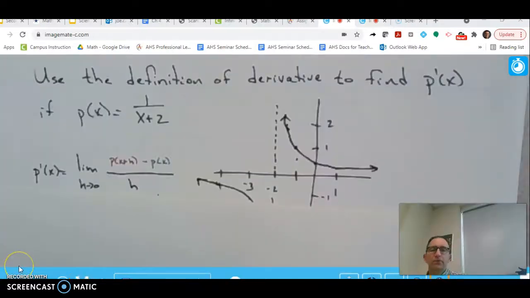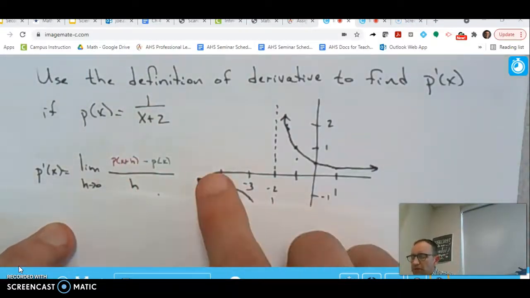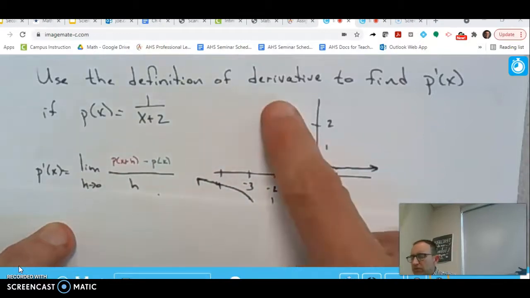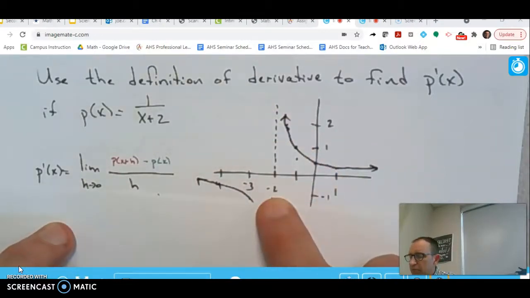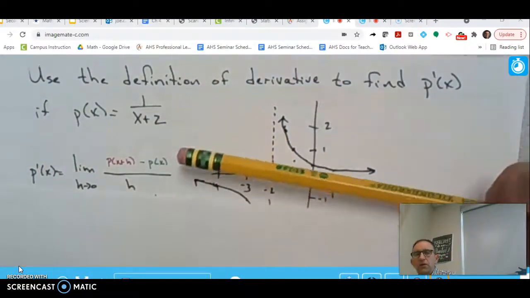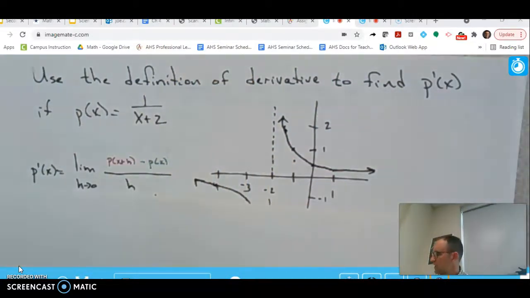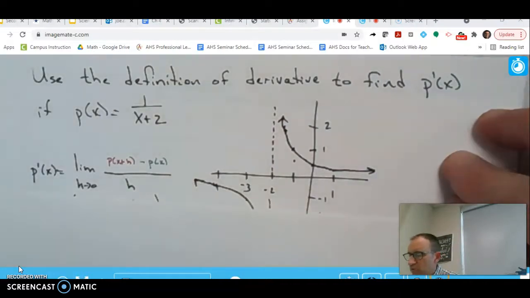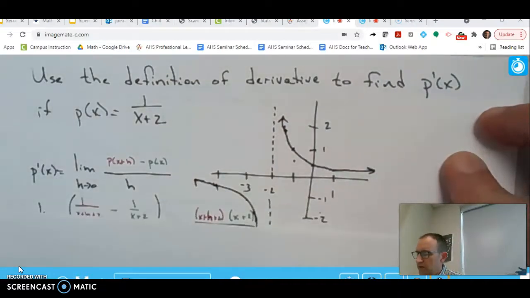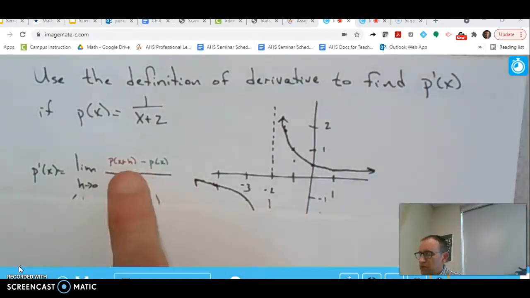In our last example of using the definition of the derivative here, we have 1 over x plus 2. So that's going to be a curve that looks like this with a vertical asymptote at x equals negative 2. Notice that no matter where we put a tangent line along here, it looks like the tangent line will always have a negative slope. So when we're done, let's see if the formula that we get for finding the slope of the tangent line is in fact always negative. So we have p of x plus h minus p of x, that'd be the change in y, over h, that'd be the change in x.